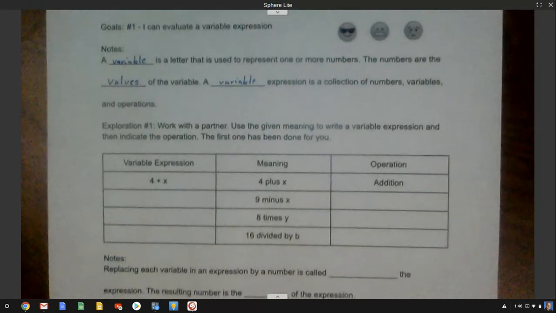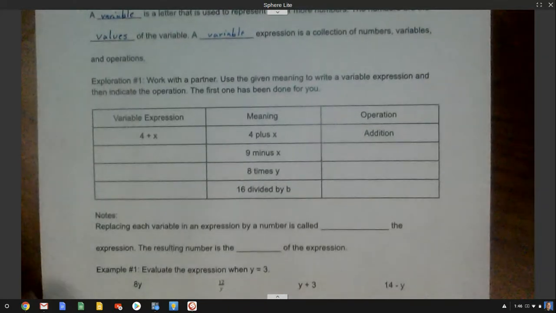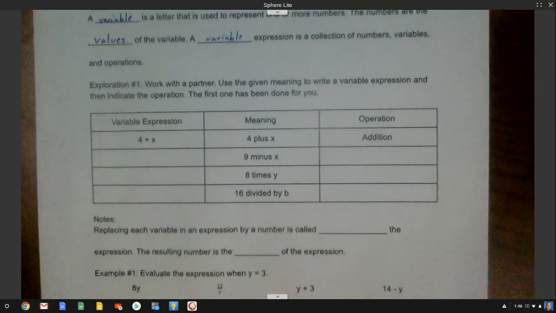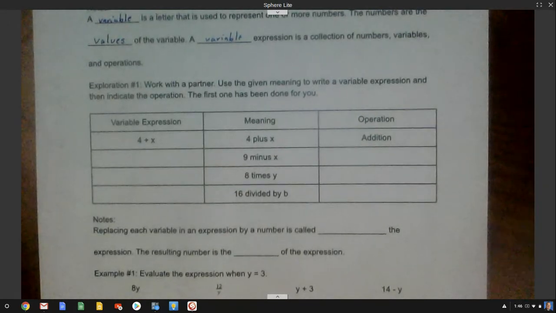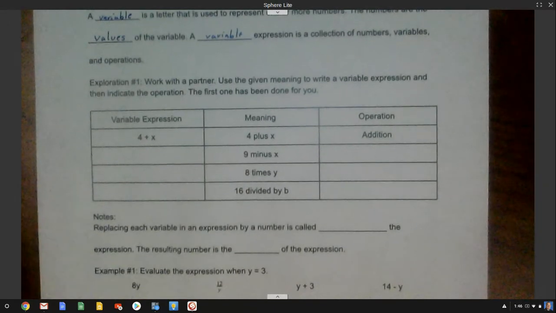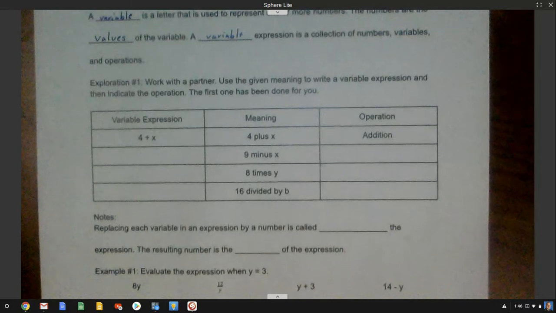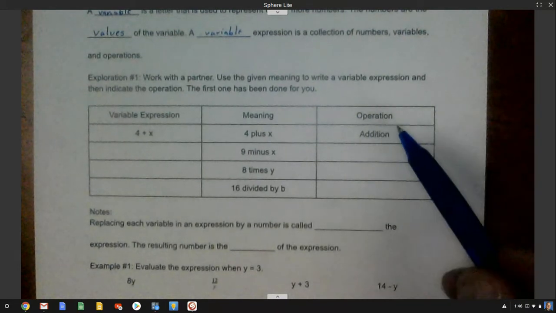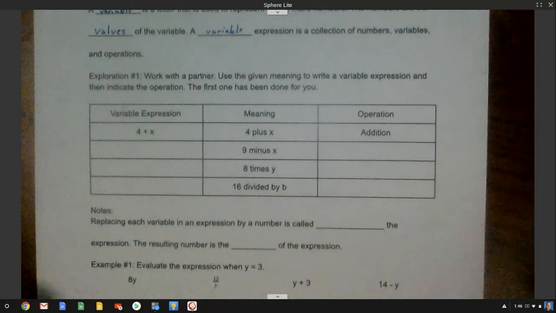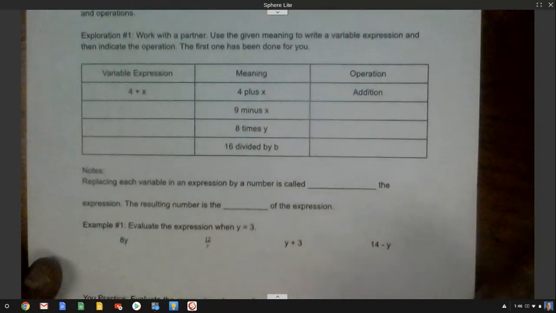Now, before you go further, make sure and try and do exploration 1. We want you to either work with a partner, preferred, or if you need to, you can work by yourself. We want you to try these problems because these are the types of problems that we're doing in these notes. So use the given meaning to write a variable expression and then indicate the operation. The first one has been done for you.